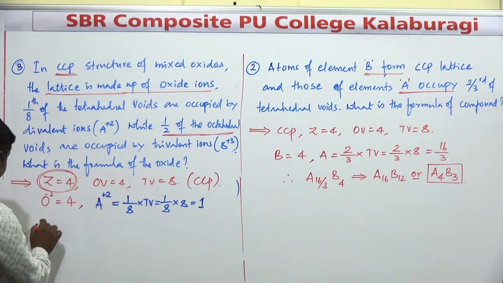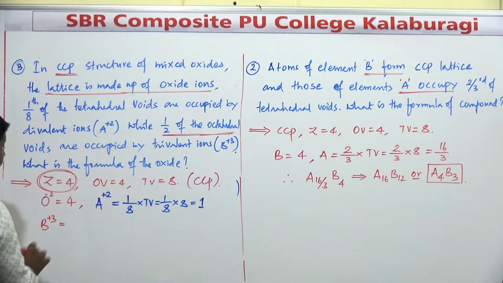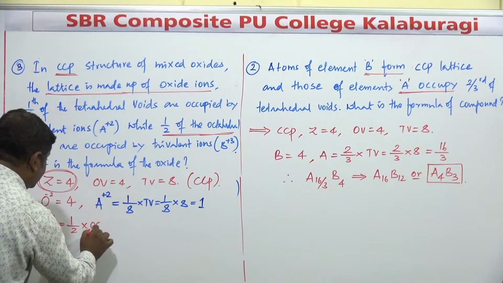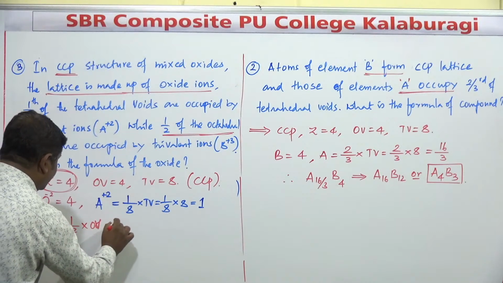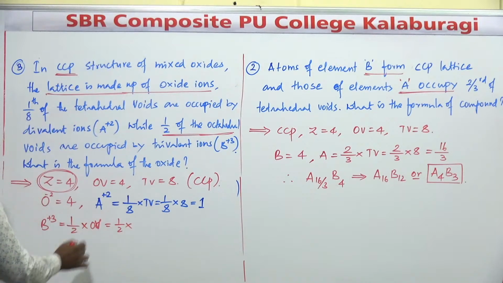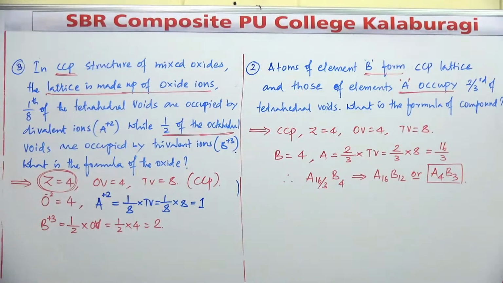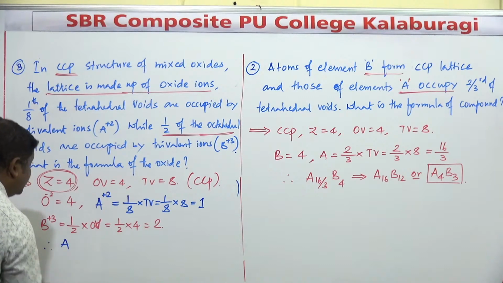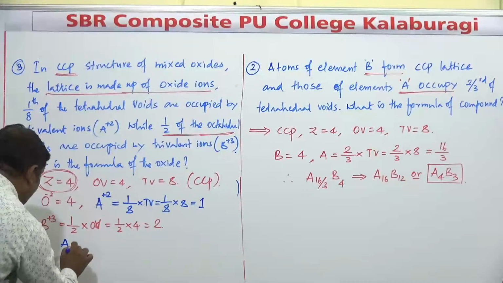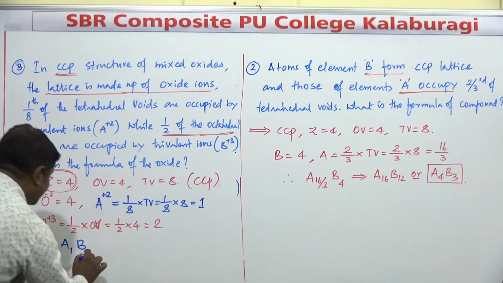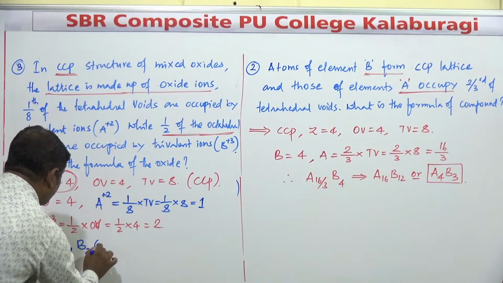So the total number of B+3 trivalent ions is half of the total octahedral voids. Half of the total octahedral voids, which is 4, is going to be 2. Therefore, what is the simplest formula of the compound here? What's the value of A? This is going to be 1. B is going to be 2. This is going to be O4.